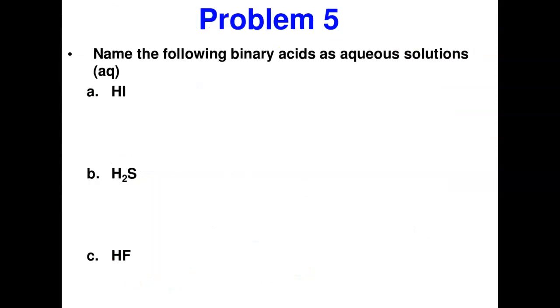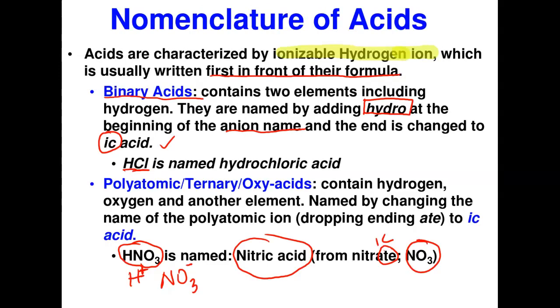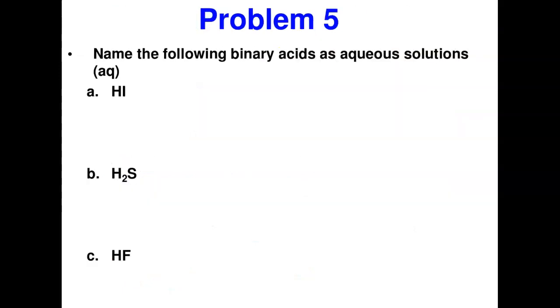It said, name the following binary acid. Again, remember, the first thing you need to do is name them with hydro. This is the first one, hydro. Then you drop the ending. So remember, we'll put hydro in the first place. Hydro, that's the first thing.